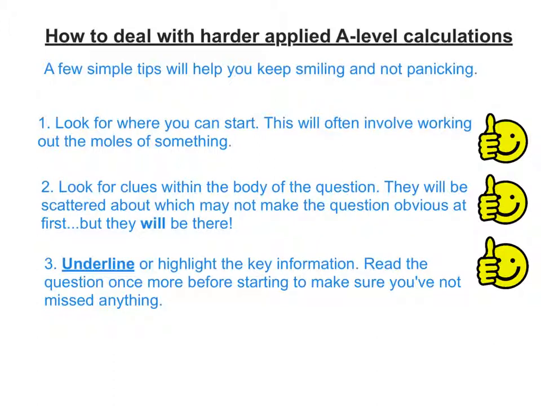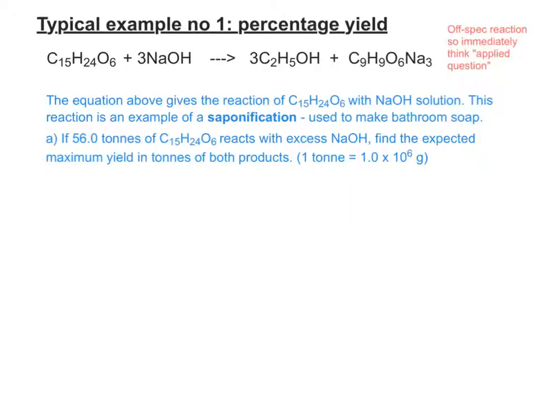Okay, so let's get started on a typical example of one of these types of questions. So the first type of harder question that you'll come across would be percentage yield. Here's a typical one. It's obviously an off-spec reaction because you don't have to do saponification or soap-making reactions for OCR. It'll be nowhere in the spec. So first thing you do, take a couple of deep breaths and think, okay, they've given me a reaction I'm not likely to have seen before, and therefore I have to think about it a little bit.